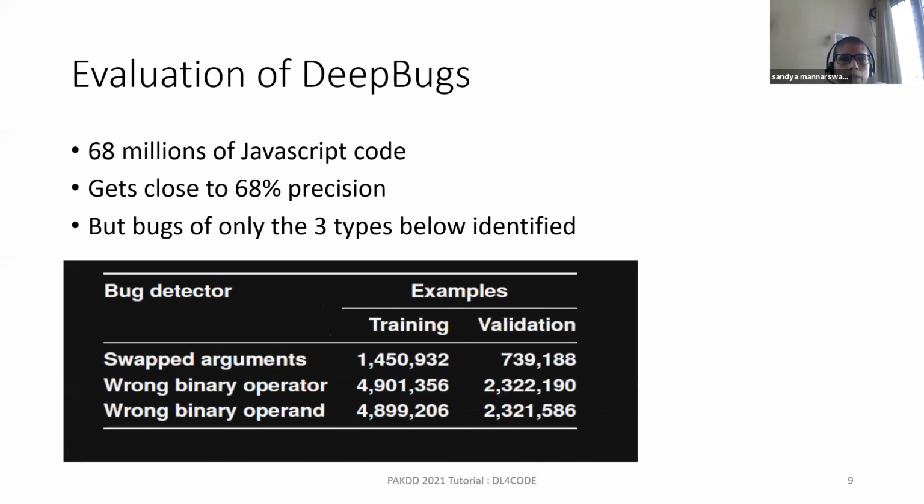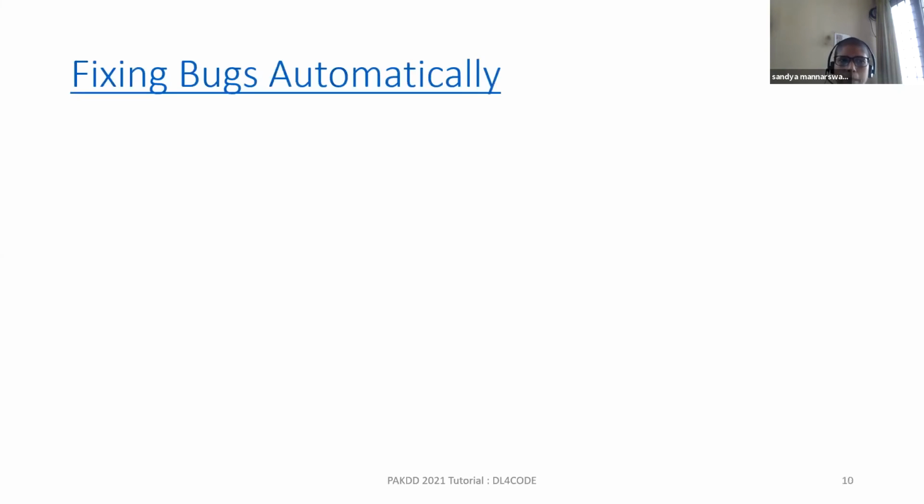Okay, so I would not get deep into the DeepBugs evaluation. They used 68 million lines of JavaScript code and showed that they can achieve 68% precision. But the limitation of this particular paper is that they consider only naming bugs, and only 3 types of naming bugs, right?